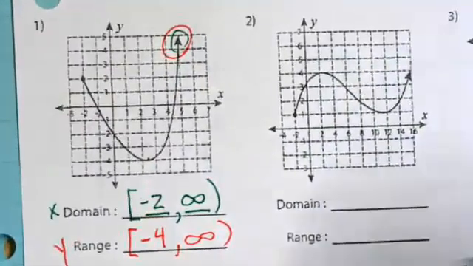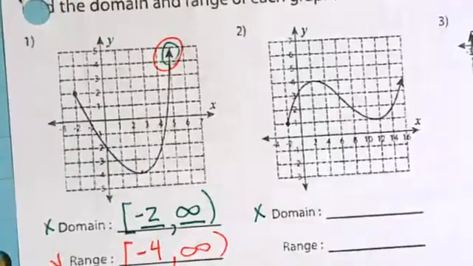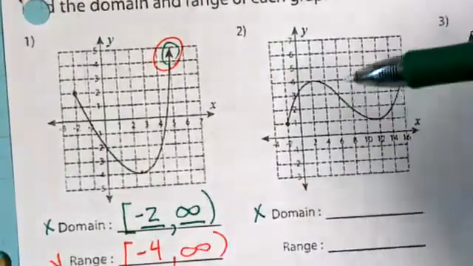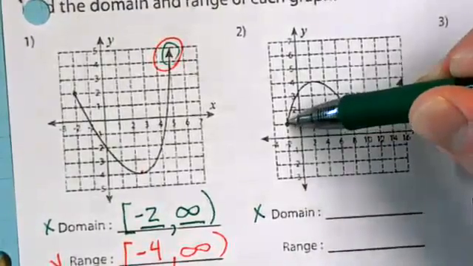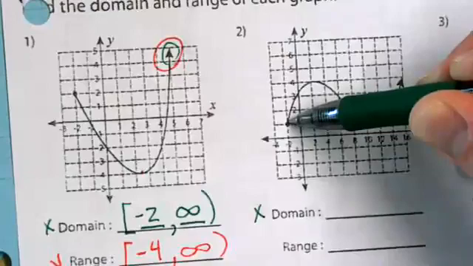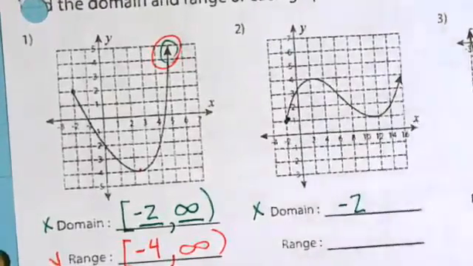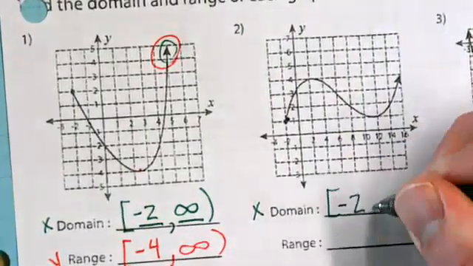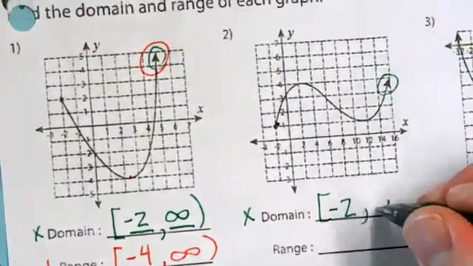So we're going to do domain first. Domain is left to right. So find the furthest to the left on this graph. What point is furthest to the left? Put your pencil on it. And tell me, what is the x value for that point? It's at -2. Parenthesis or square bracket for that? Square bracket because it's a solid dot, comma. All right, and then to the right, how far to the right does it go? It keeps going forever and ever and ever, so infinity.